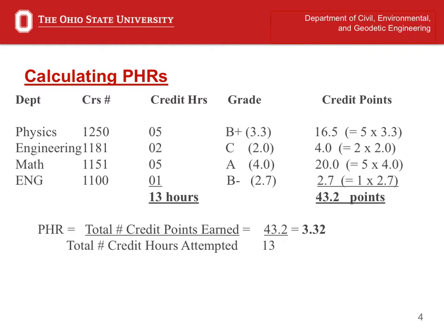So for a student who takes Physics 1250, Engineering 1181, Math 1151, and Engineering 1100, and gets grades of a B+, C, A, and B-, these are the credit points associated based on those grades. You then add up those credit points and you get 43.2 credit points for the semester. Divide that by the total number of credit hours, 13, and you get 3.32 GPA for that semester.